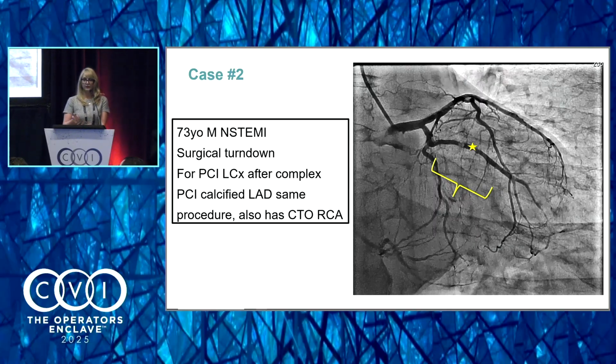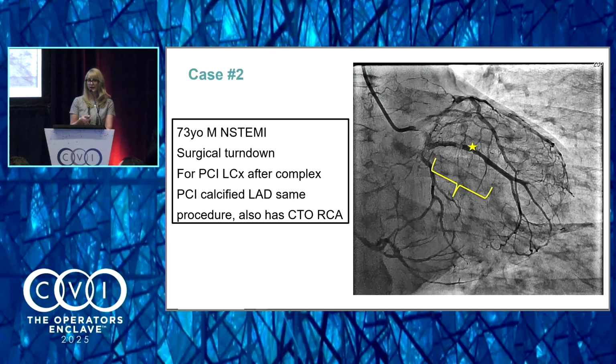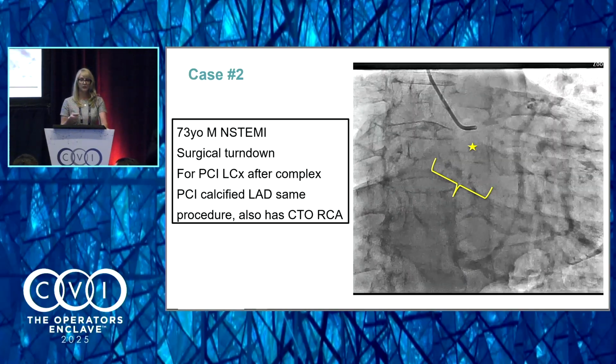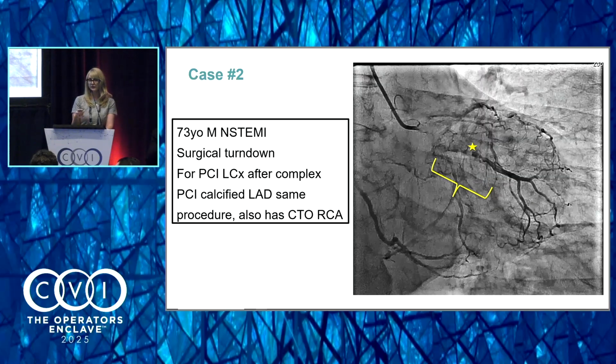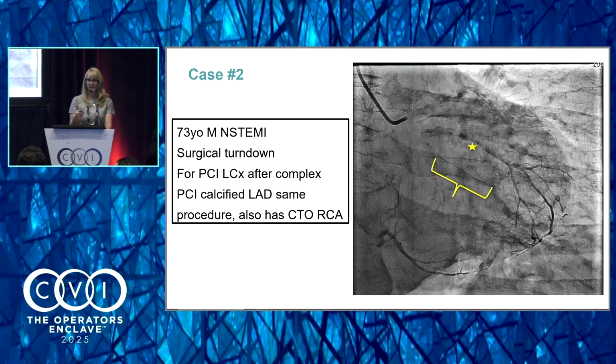This is just a quick example of another case here. A 73-year-old gentleman who had an NSTEMI, multi-vessel disease, and was a surgical turndown. I had actually already intervened on his LAD earlier in this case, but now I was turning my attention to this very calcified circumflex OM lesion, as you see there.